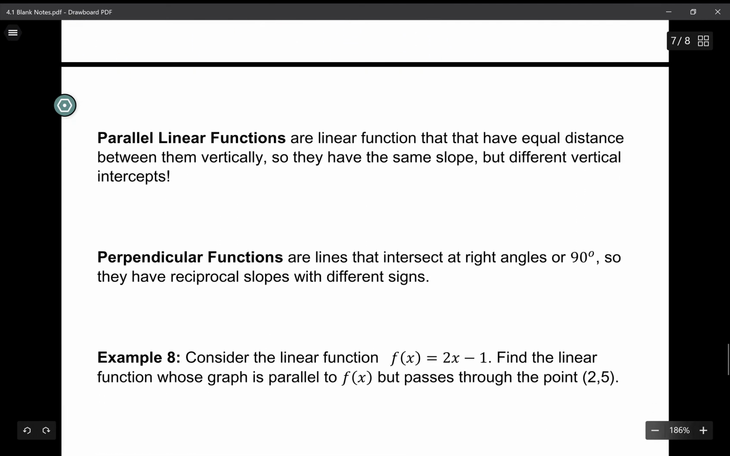All right, so let's talk about parallel and perpendicular linear functions. Parallel linear functions are linear functions that have equal distance between them vertically, so they have the same slope, but different vertical intercepts. So let's just sketch a picture of what I'm talking about here.